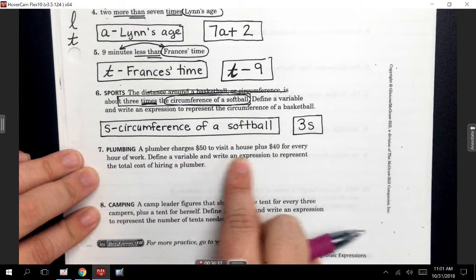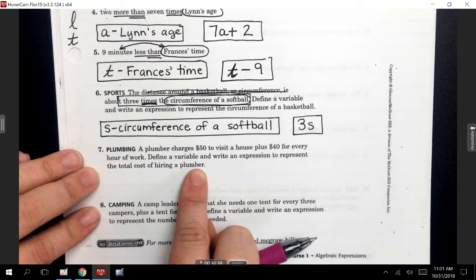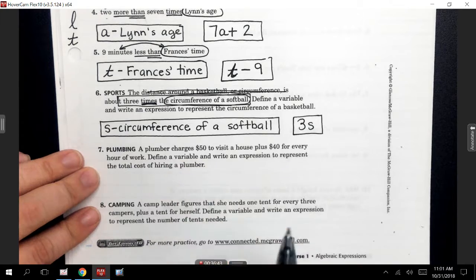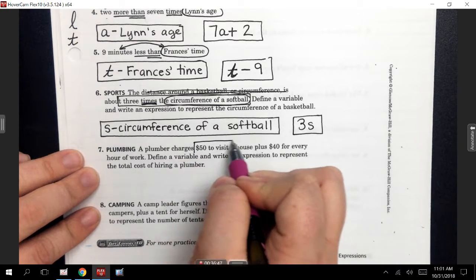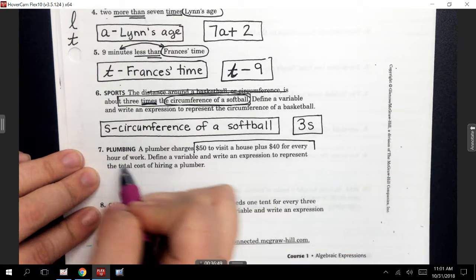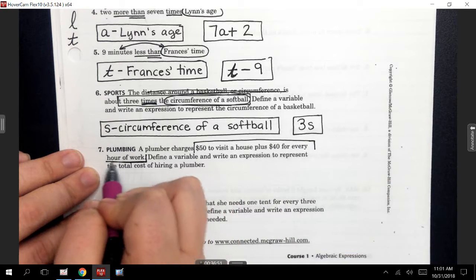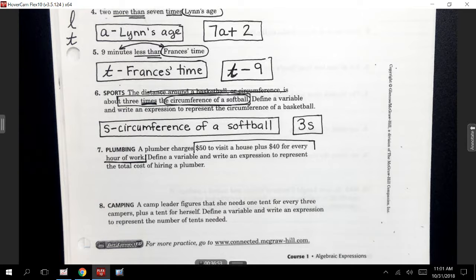We want to define a variable and write an expression to represent the cost of hiring a plumber. What is it? So again, let's underline the math, okay? I like kind of boxing that in. $50 plus $40 for every hour of work. Do y'all agree that's what we're looking at? What information do I need to know to find out how much it's going to cost, how much I'm going to have to pay this plumber? What do I need to know to find out how much I'm going to actually have to pay?